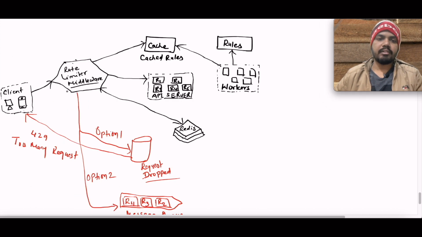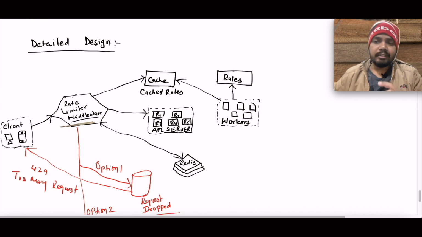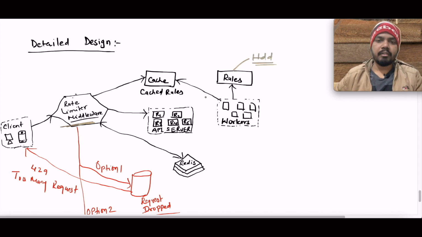In middleware, you can see here the rate limiter is there. What we are doing is writing the rules that we have already discussed. The rules will be written in the hard disk drive. Then we have the workers. Workers will get the rules from the hard disk and put them into the cache.